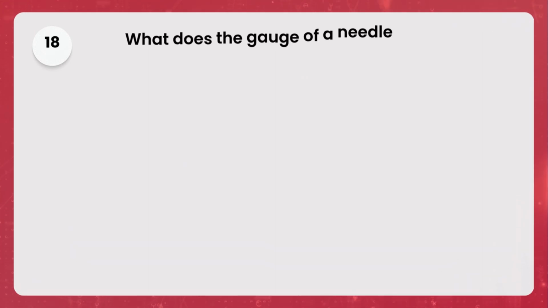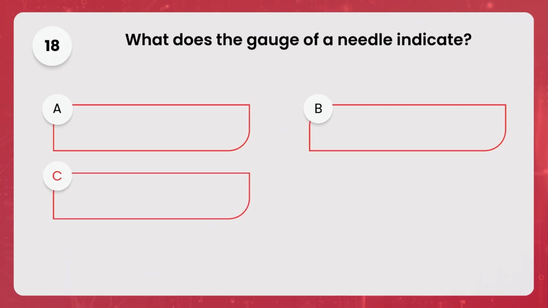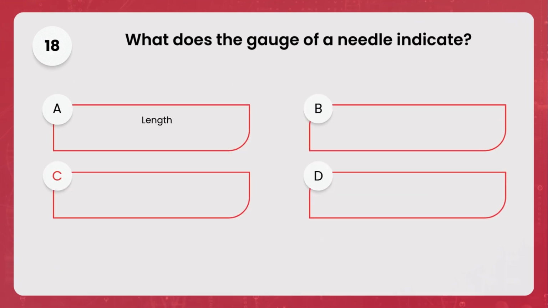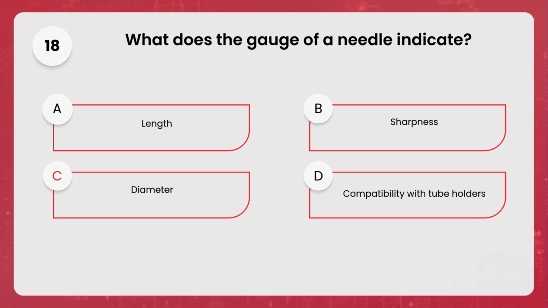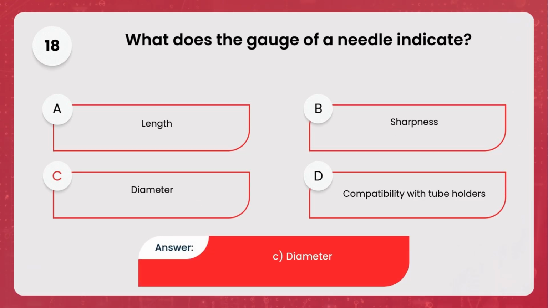Number 18. What does the gauge of a needle indicate? A. Length. B. Sharpness. C. Diameter. Or D. Compatibility with tube holders. The answer is C. Diameter.